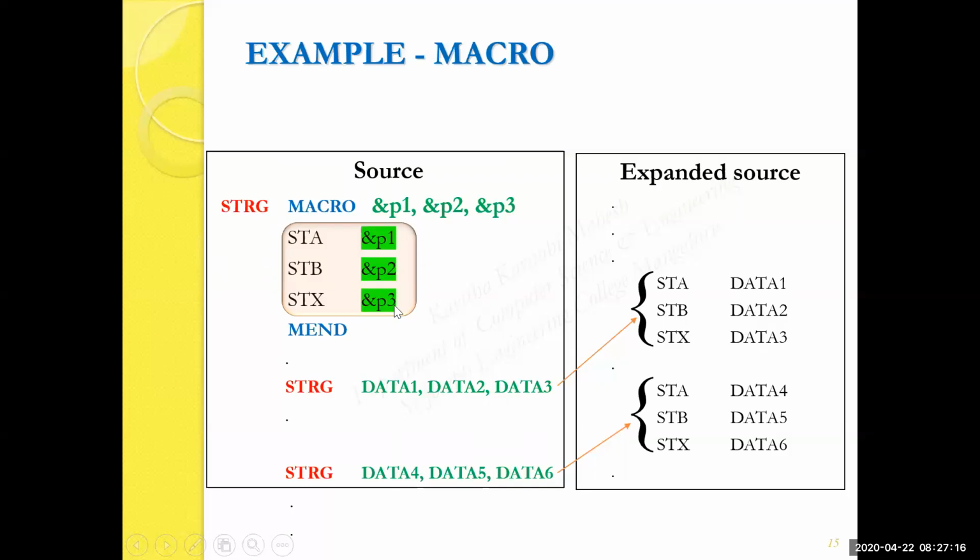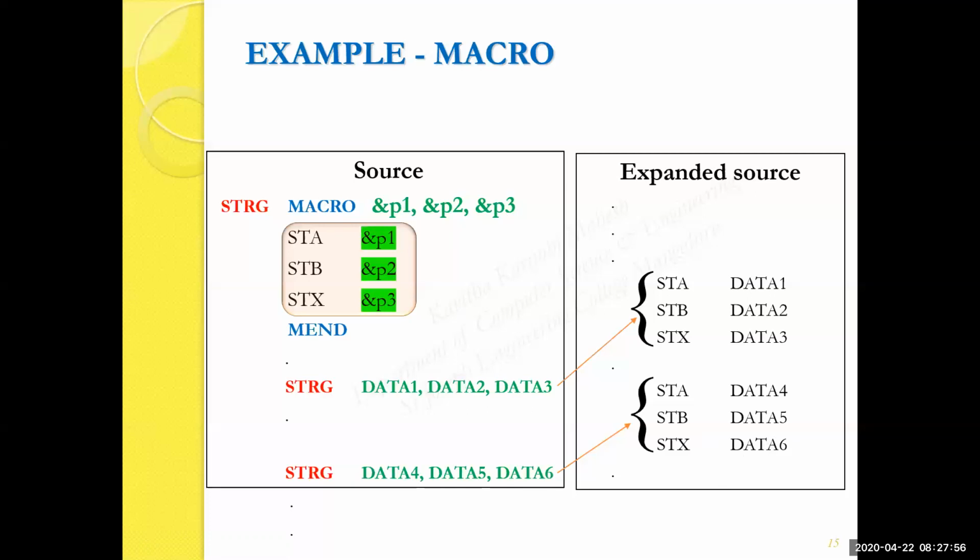Now, if the same macro is invoked or called with another set of arguments, say data 4, data 5, data 6, then the set of statements generated would be STA data 4, because data 4 is the first argument and it would be replaced with the first parameter P1. Likewise, the remaining statements generated would be STB data 5 and STX data 6 respectively, with parameter P2 replaced with data 5 and P3 replaced with data 6. So this is an example of a macro which is defined with parameters.